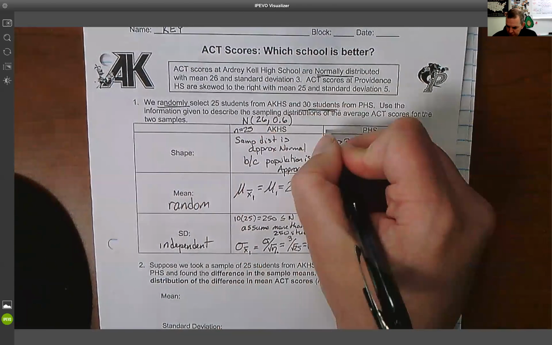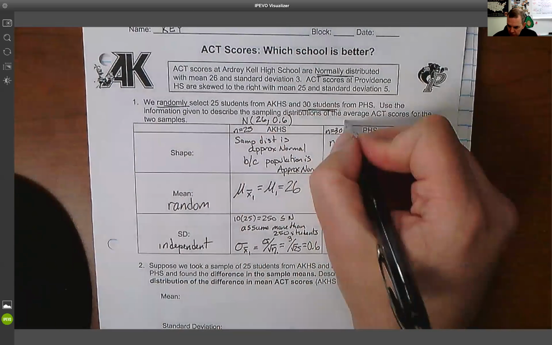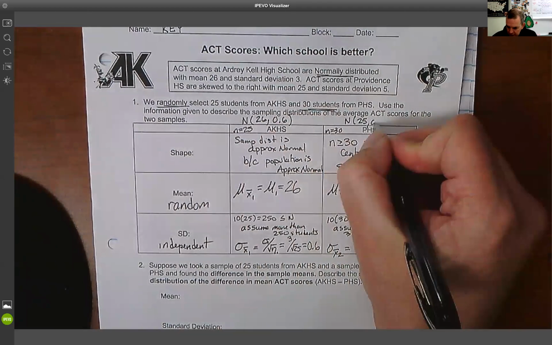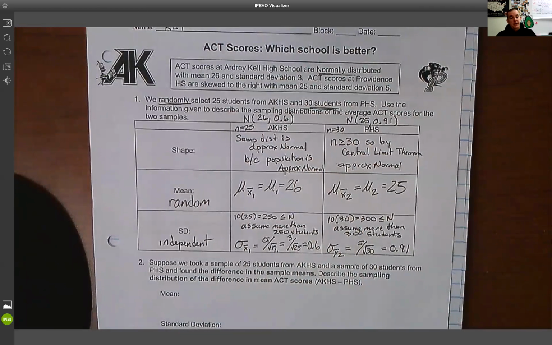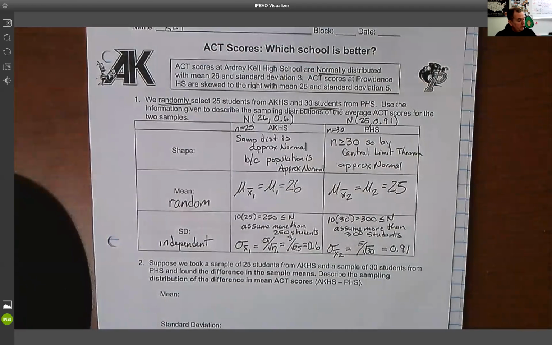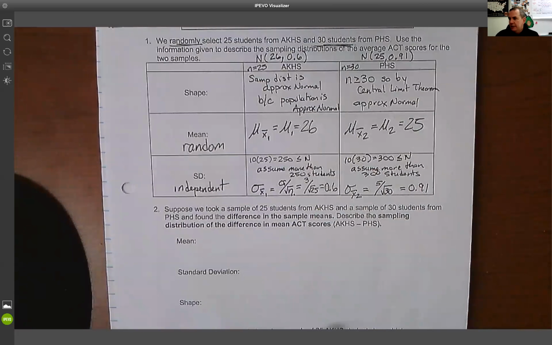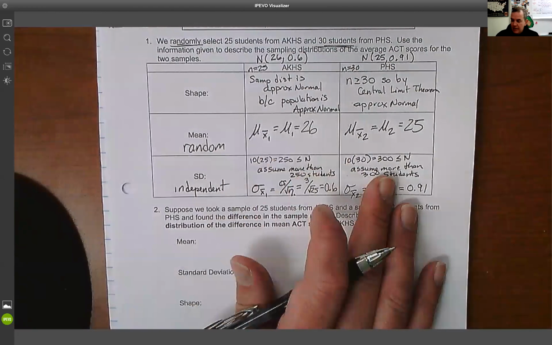If I took a sample of 30 over and over again from PHS, from Providence, I'm going to be normally distributed, centered at 25 with a standard deviation of 0.91. Okay, so the thing I want to look at is these two distributions. But what I really am interested in is the difference between the two. Now, here's the deal. Let's look at what would happen when we subtract.